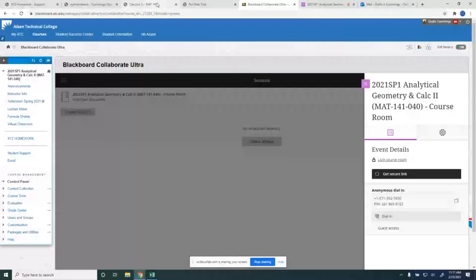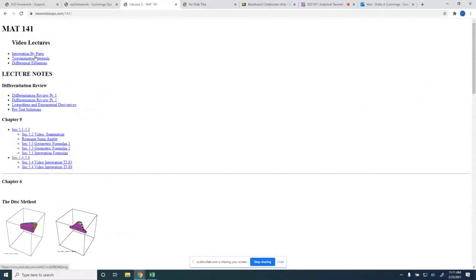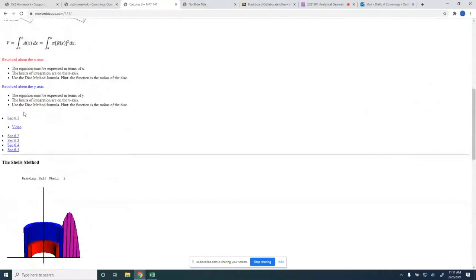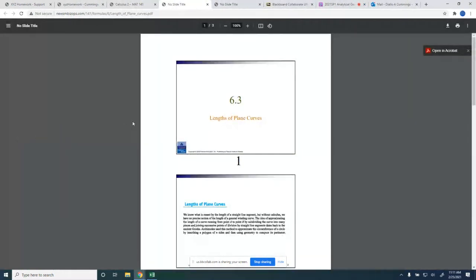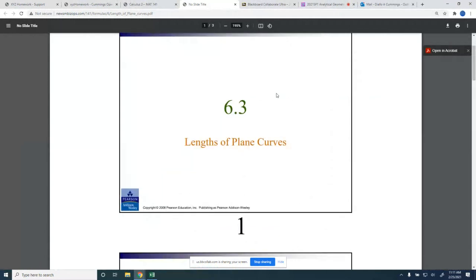Okay, so I'm going to switch to the desktop screen. Okay, and this is actually in the lecture notes section of the course, and I believe in section 6.3. This is a particular slide that talks about arc length, or the length of plane curves.